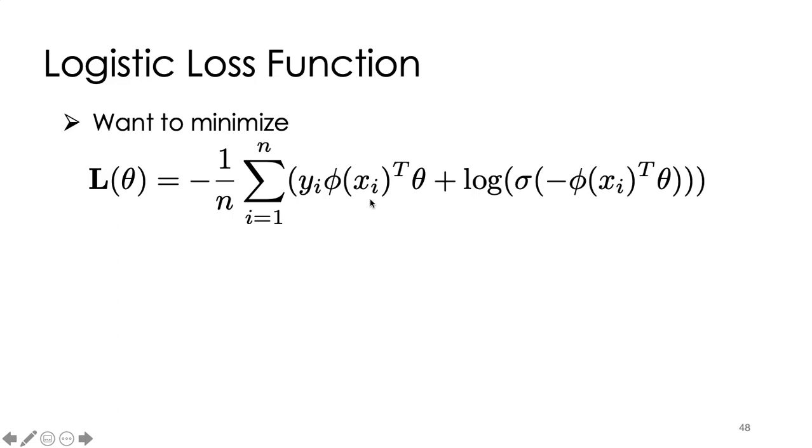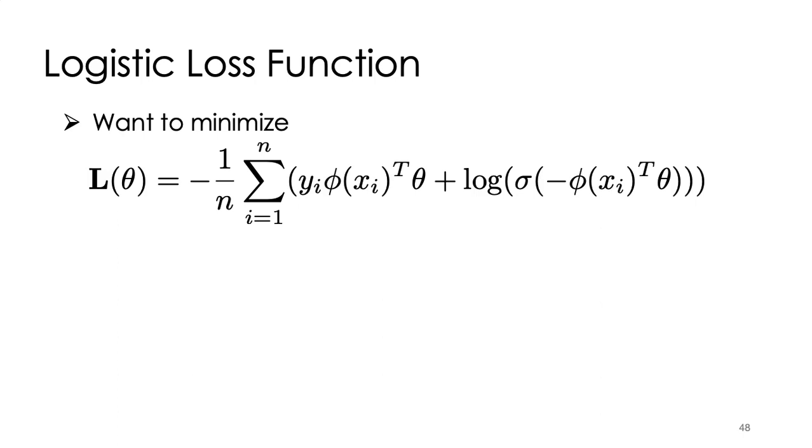Here you have the vector of features and the vector of parameters, and the dot product between the two of them is a number. And then you take log of sigma, remember, creates a probability of the predicted probability for the response of this particular individual.